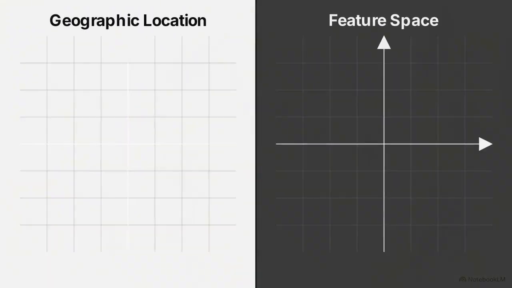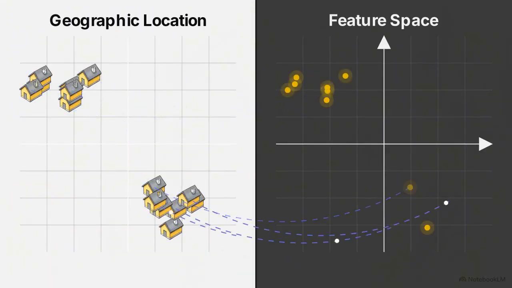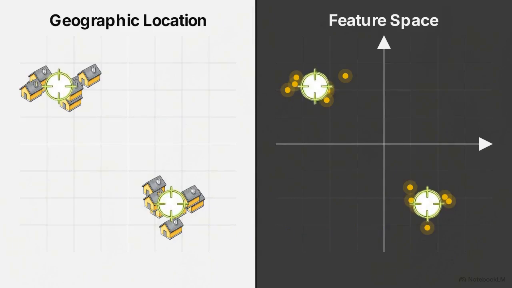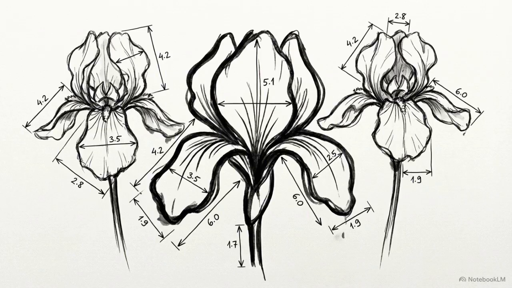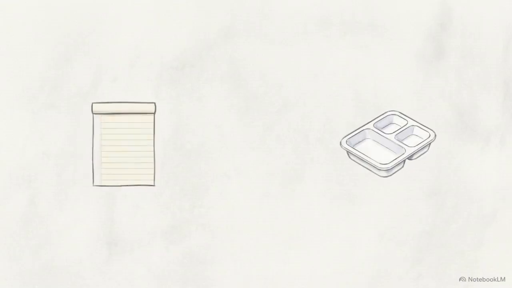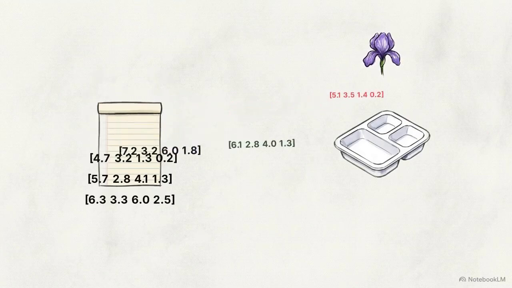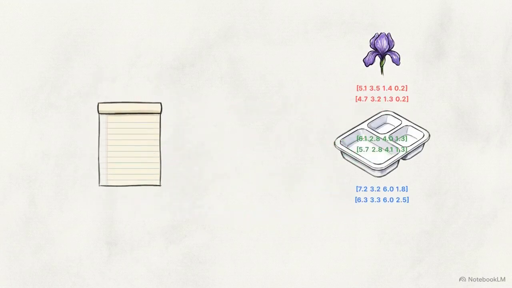Now we can transition from mapping city streets to analyzing abstract data. To do this, we'll use a classic machine learning dataset containing measurements of iris flowers. Our new technical objective is to take a completely unlabeled list of flower measurements, specifically the sepal and petal lengths, and use Python to group them into 3 distinct flower species.